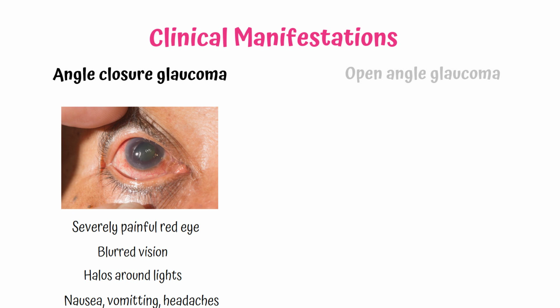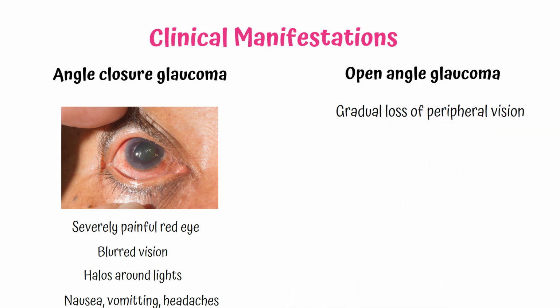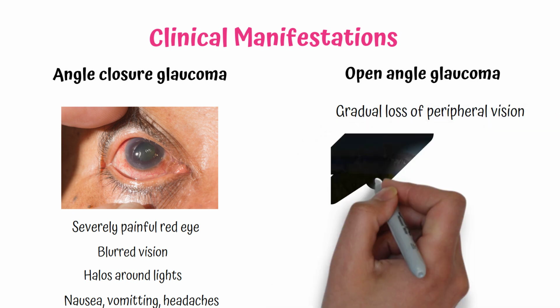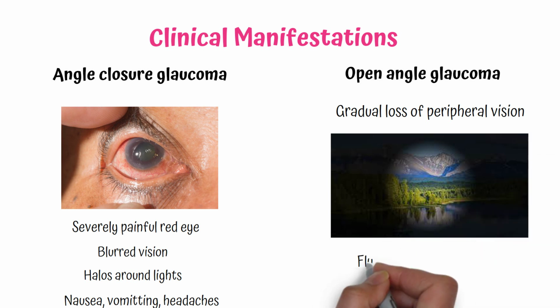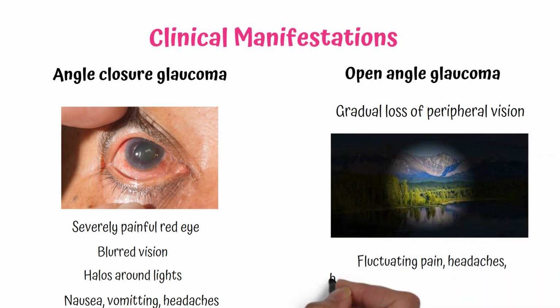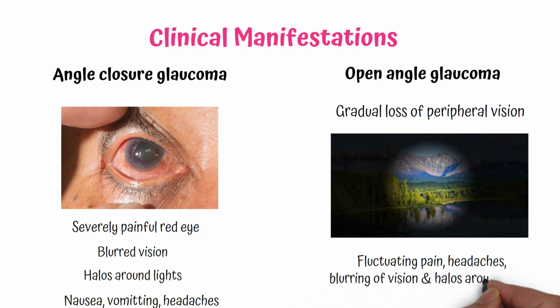In contrast to this, people with open-angle glaucoma are mostly asymptomatic due to the gradual increase in intraocular pressure in the eye. Most patients are detected during routine eye screening. These patients will initially experience a gradual loss of peripheral vision, and with time, it will progress into tunnel vision. They will also have fluctuating pain, headaches, blurring of vision, and halos around lights.